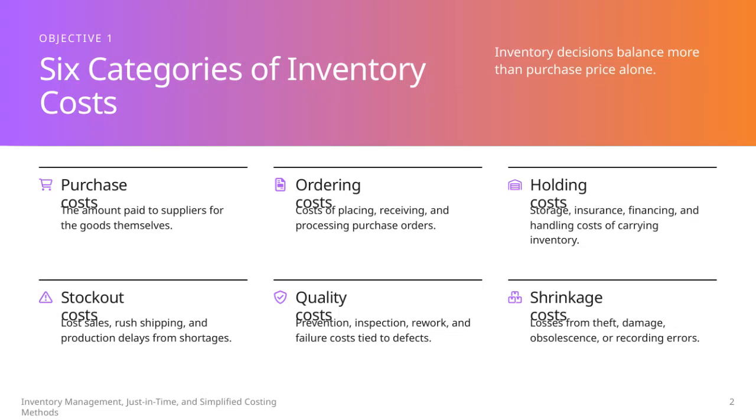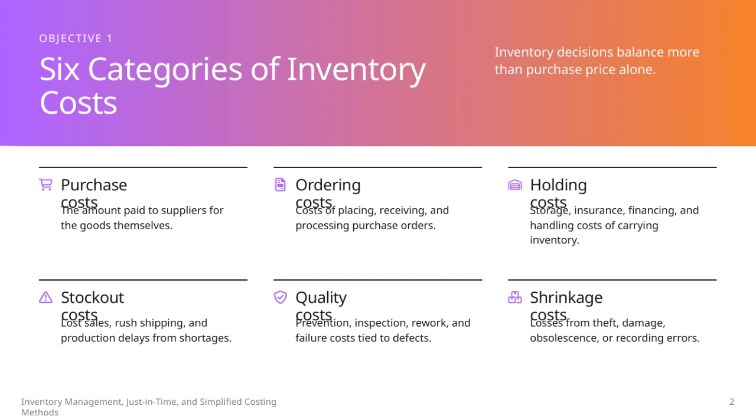When we talk about inventory decisions, it's important to understand that we're balancing more than just the purchase price of goods. There are 6 key categories of inventory costs that we need to consider. First, purchase costs are straightforward. They're the amounts paid to suppliers for the goods themselves. But beyond that, there are ordering costs, which include everything involved in placing, receiving, and processing those purchase orders.